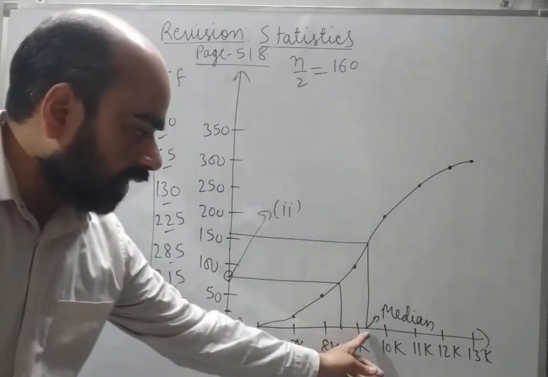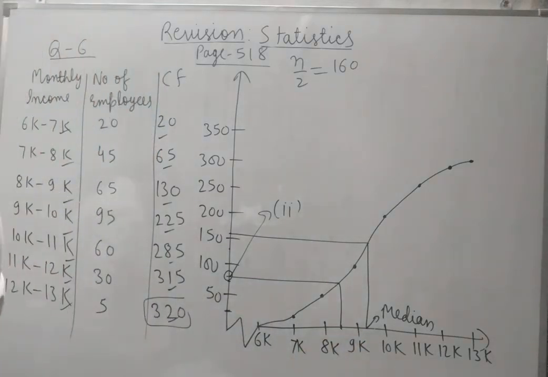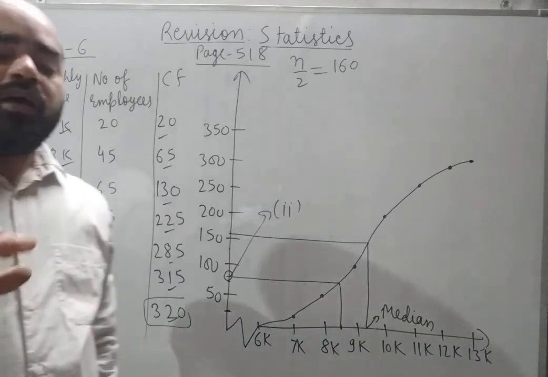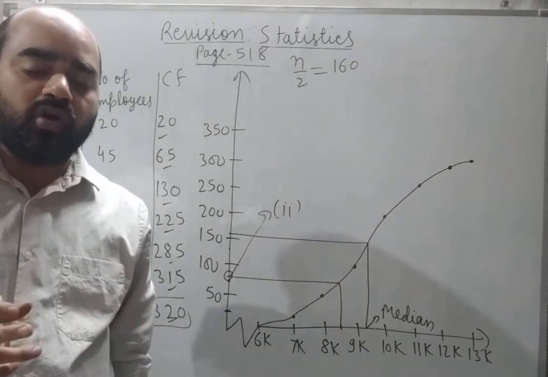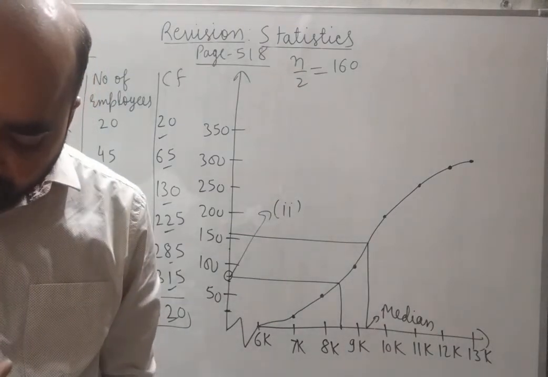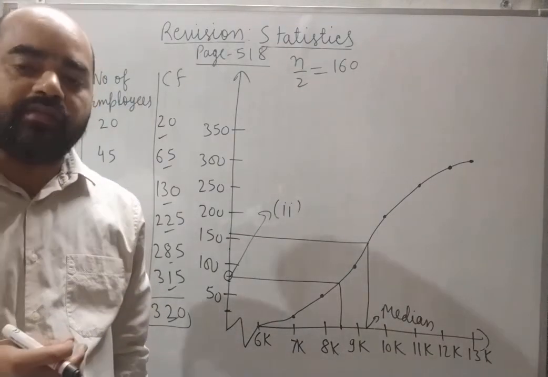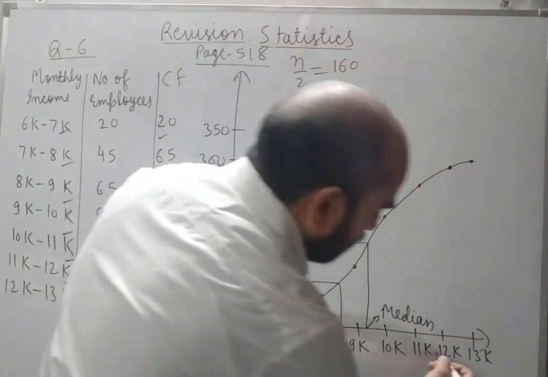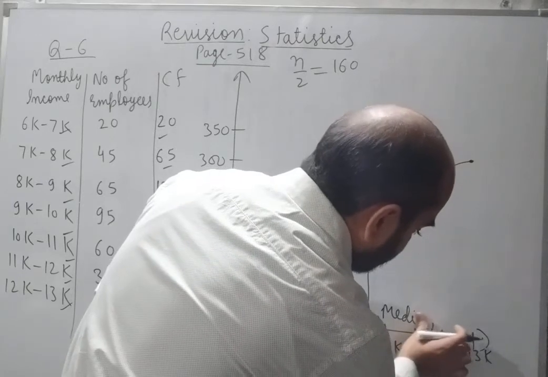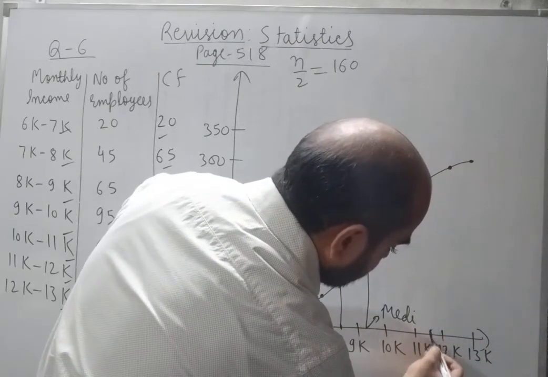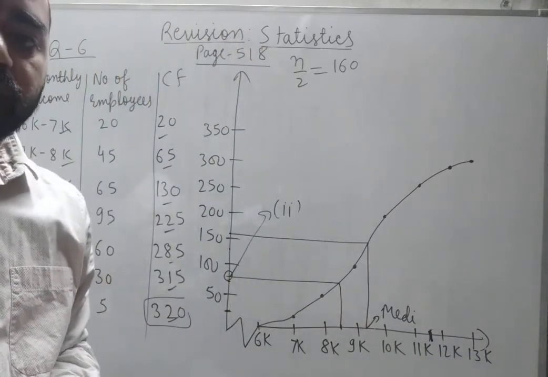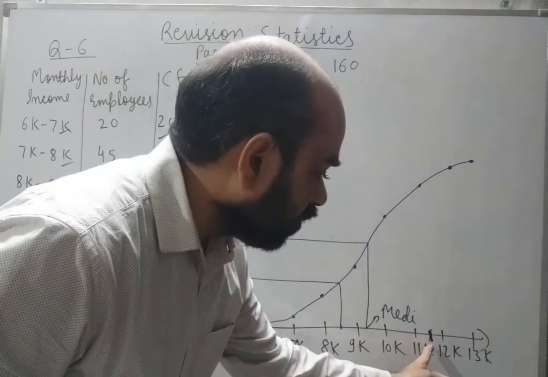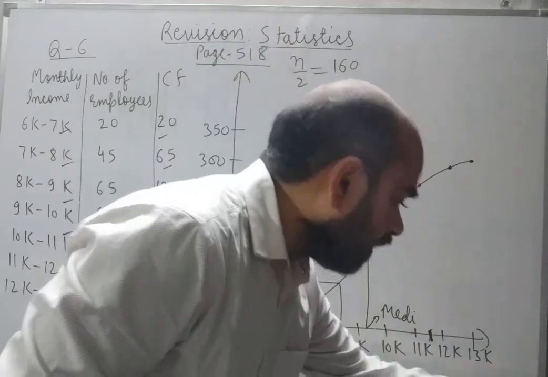Correct? 8500 on the x-axis. Next, if the salary of a senior employee is above rupees 11,500, find the number of senior employees in the company. Number of senior employees means the employees who are getting a salary above rupees 11,500. So we have to find the number of employees getting money above 11,500. See, 11,500 is this, between 11,000 and 12,000.